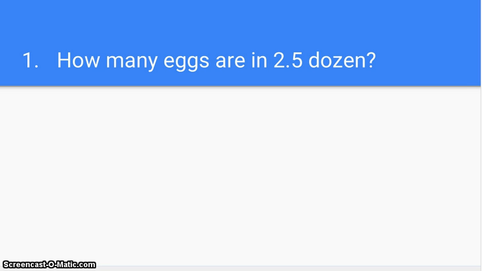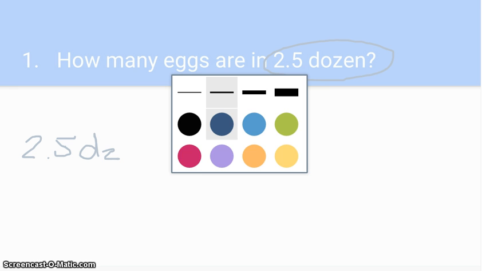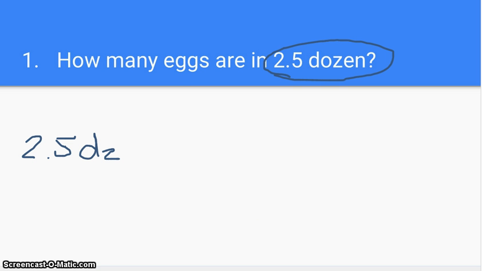The way we're going to set this up is you're always going to write out your known value. So our known value, and the unit, is that we have 2.5 dozen. I'm going to put DZ for dozen in this case. So we know that we have 2.5 dozen. The next thing we need to look at is what are we trying to convert this to? We want to know how many eggs. So the next unit we're using is eggs.